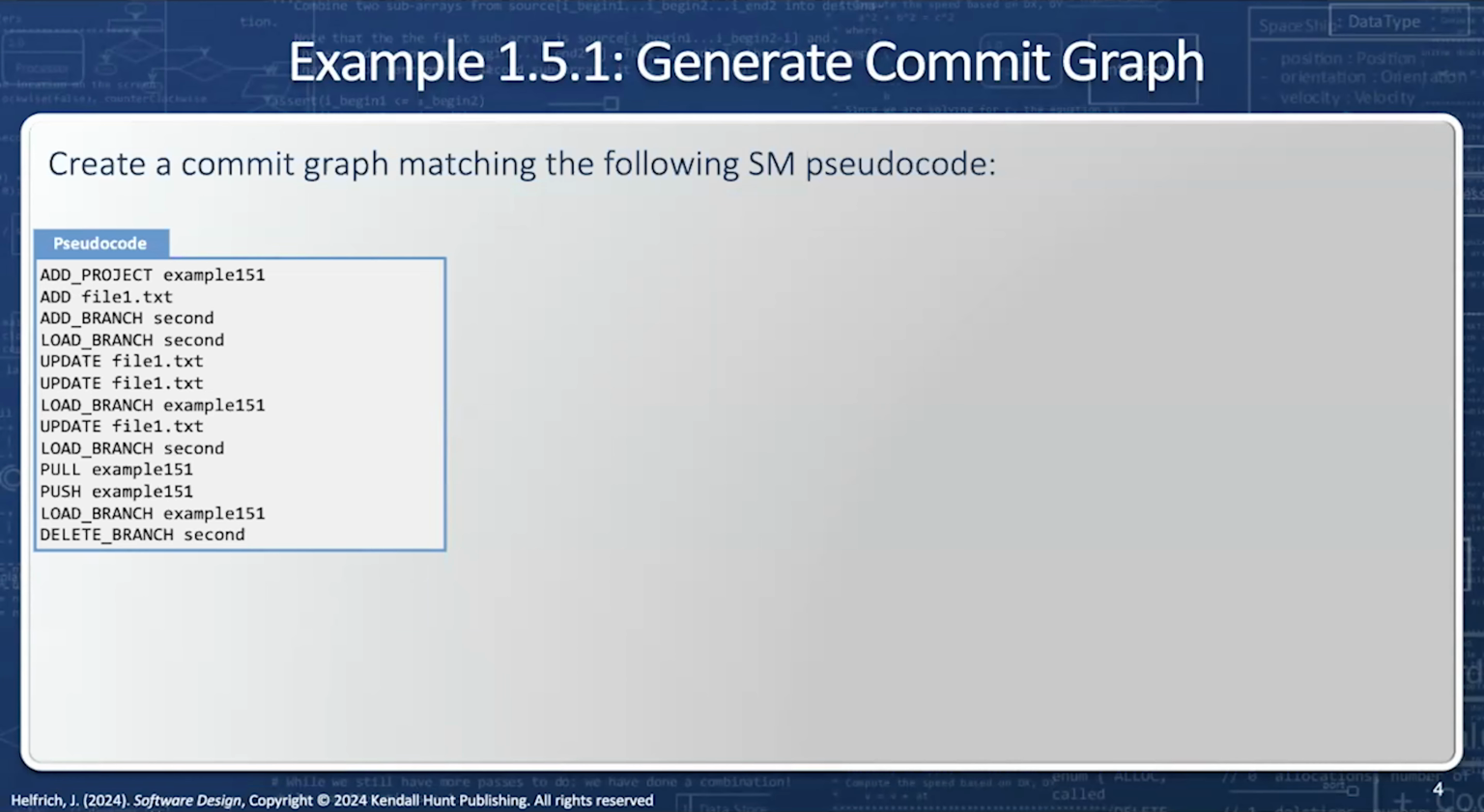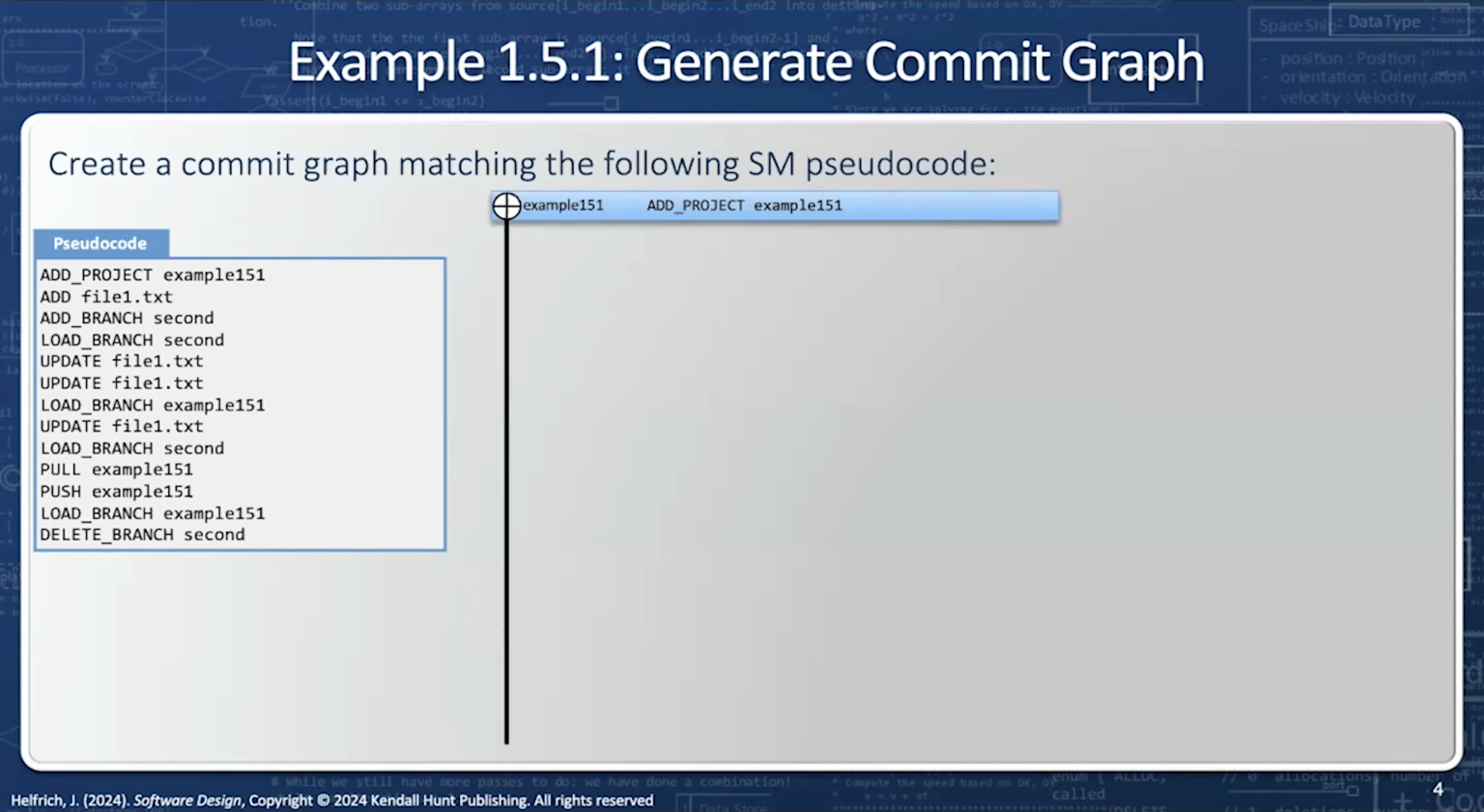Okay, let's go through another example. On the left, we have some source management pseudocode. Now, pause the video for a moment and see if you can create a commit graph corresponding to this pseudocode. Okay, we'll start with add project example 1.5.1, and that's going to be the open circle with a plus.